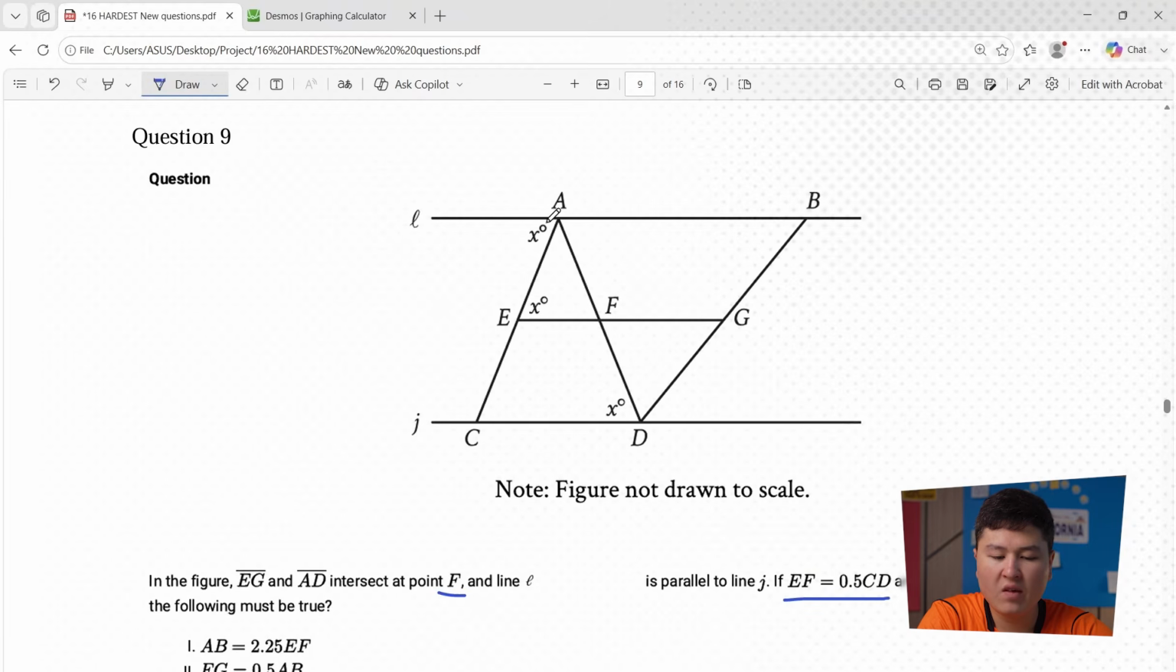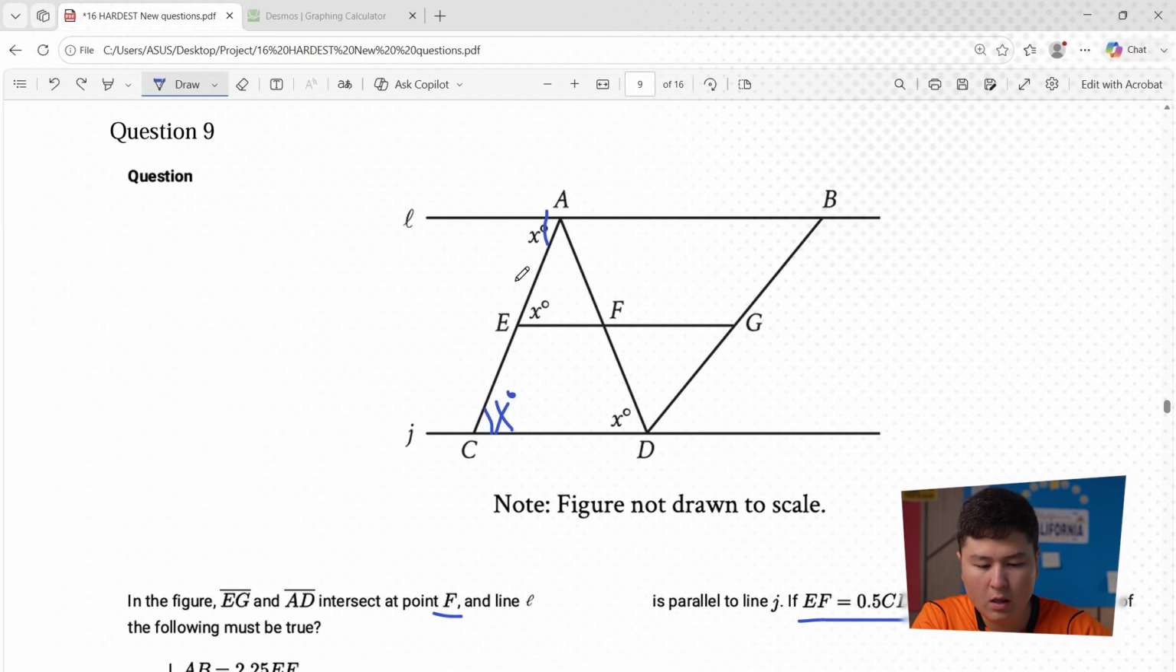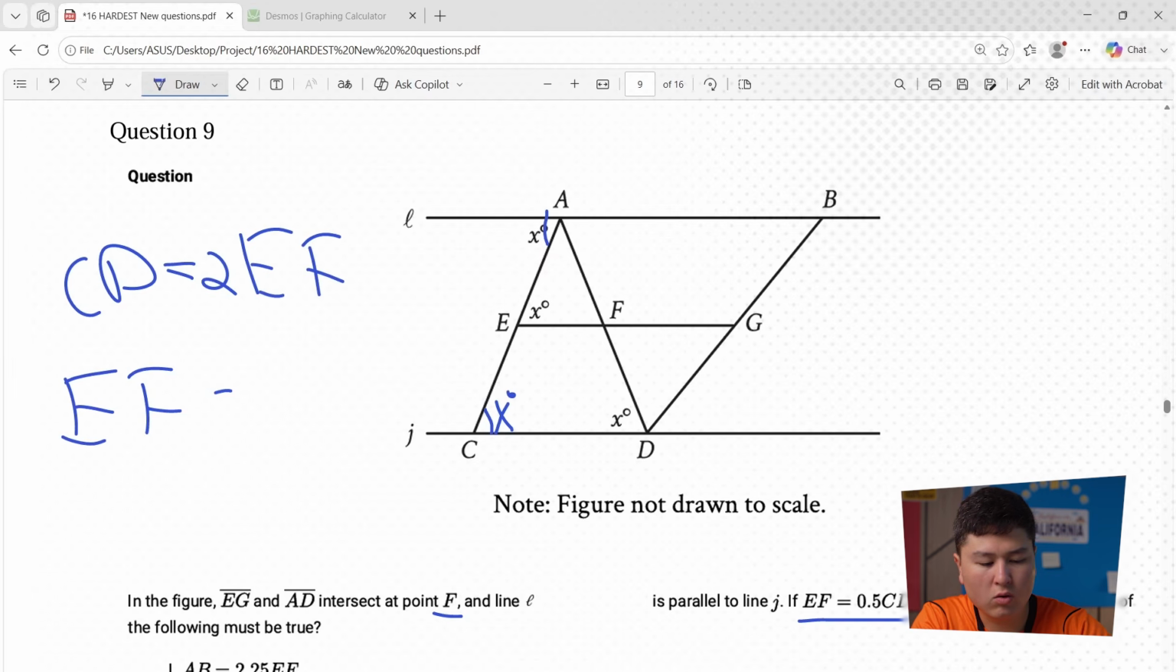So let's start. If L and J are parallel to each other, this angle is X, so that means this angle is also X because they are alternate interior angles. And here we have triangles AEF and ACD are similar because X and X are the same and A is the common angle. So now let's prove it. EF equals 0.5 CD. That means CD is going to be twice EF. So I'm just saying that EF equals, let's say, A.